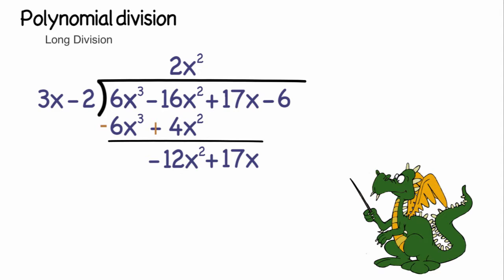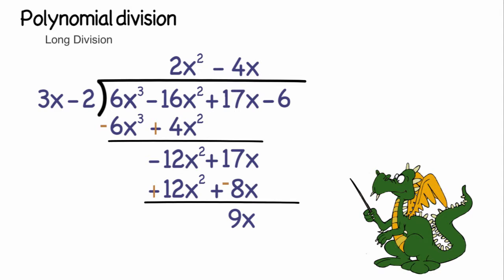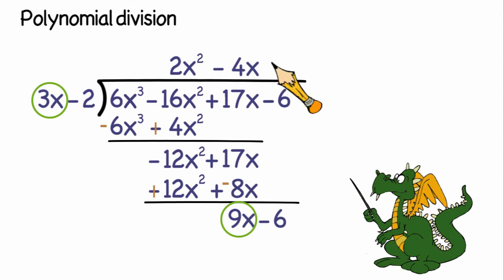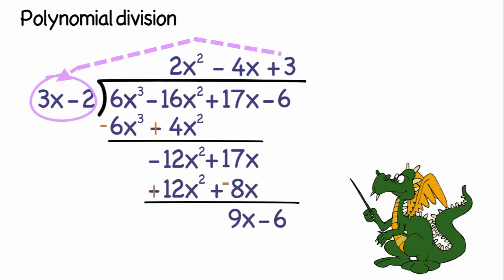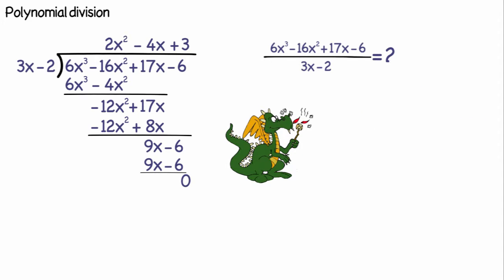The next thing to do would be to divide negative 12x squared by 3x, and we get negative 4x. Negative 4x times 3x minus 2 is negative 12x squared plus 8x. Now we will subtract, getting 9x. Next we'll bring down the negative 6. 9x divided by 3x is 3. And 3 times 3x minus 2 is 9x minus 6. When we subtract these, we get 0, and the problem is done. That is to say, the fraction reduces to 2x squared minus 4x plus 3.